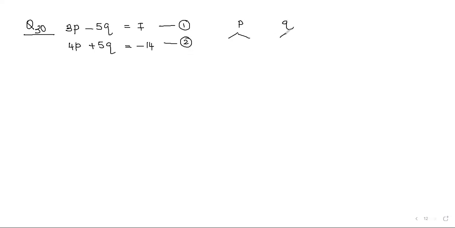Question number 30, you have 3P minus 5Q equal to 7. And then the next equation you have 4P plus 5Q equal to -14. So then you number the equations 1 and 2. Then you list down the coefficient of each variable. So then I get 3 and 4, here 5 and 5.